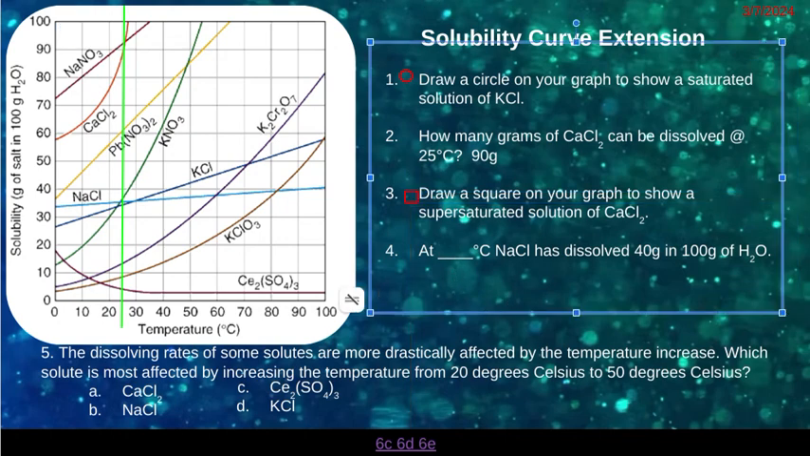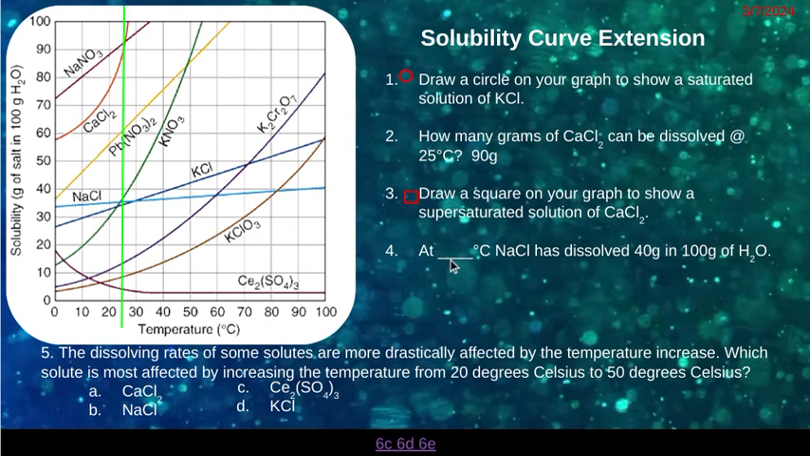At blank degrees Celsius, rather, so it's asking what degrees Celsius, that's going to be the answer. What is the degrees that it needs to be? At what degree Celsius is NaCl, which is this line that just barely moves up and down, what is that? 0 degrees Celsius, NaCl has dissolved 40 grams.